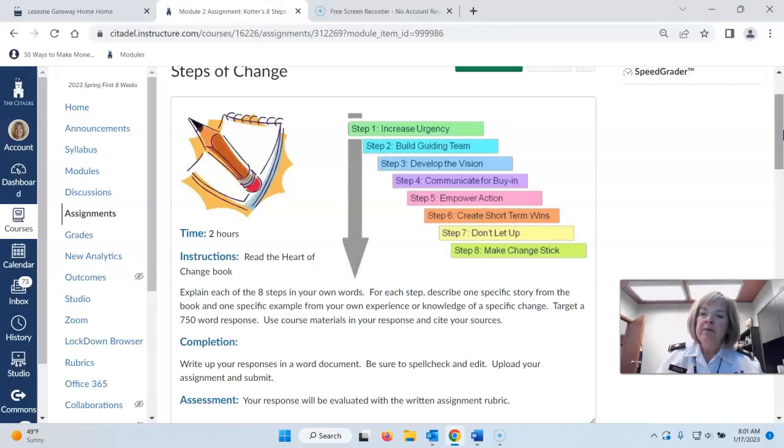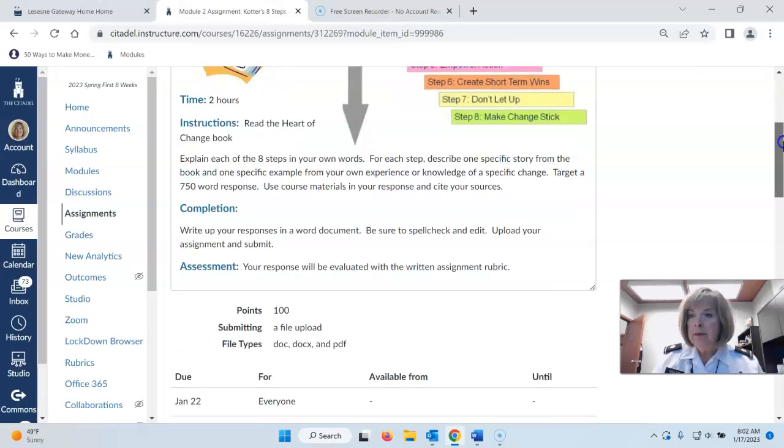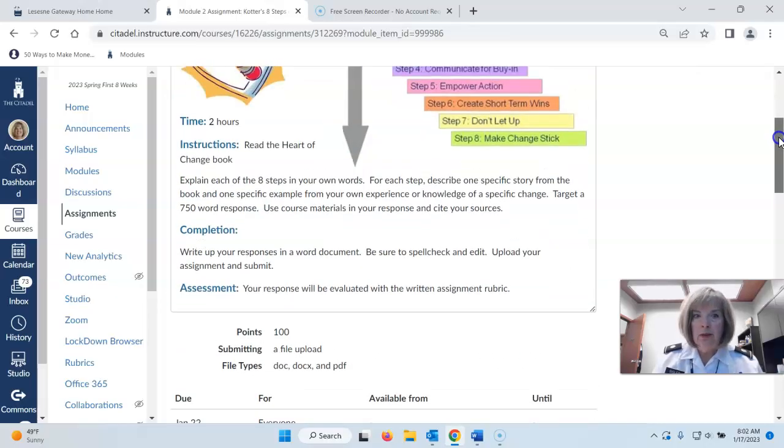And then for each of the steps, pick one of the stories from the book and one specific example from your own experience or knowledge of a change, and explain how that was applied, what it might look like. So the stories in the book are obviously going to be success stories, things that were done well. So in your own examples, go ahead and use an organizational change where they did not do these steps well.